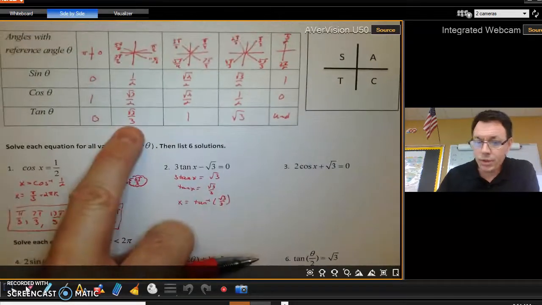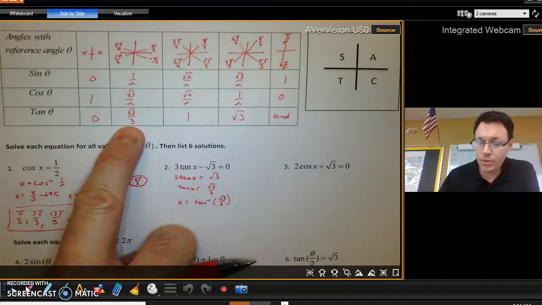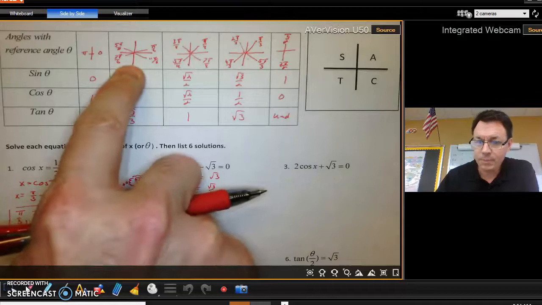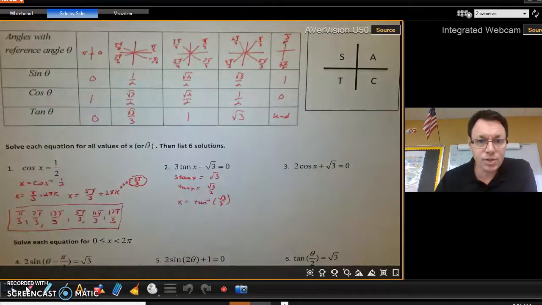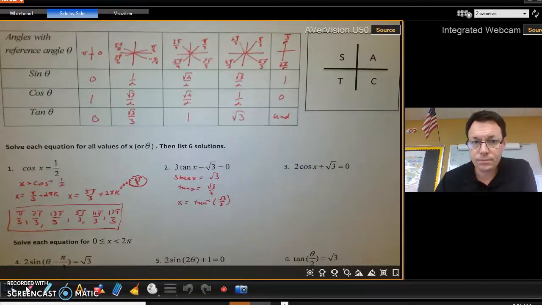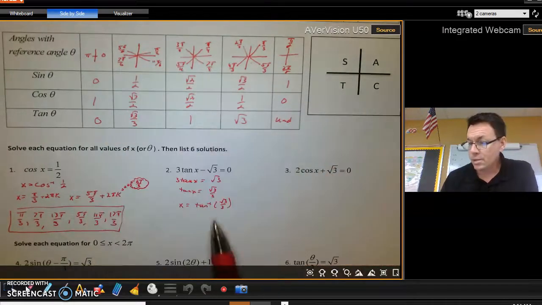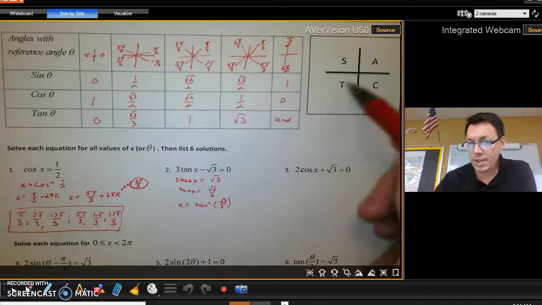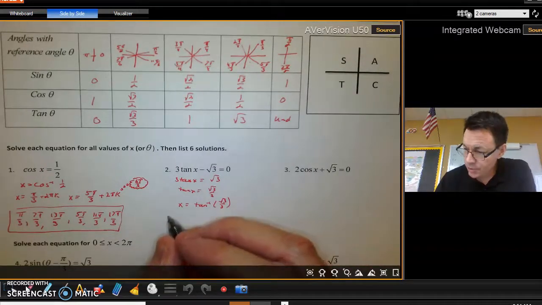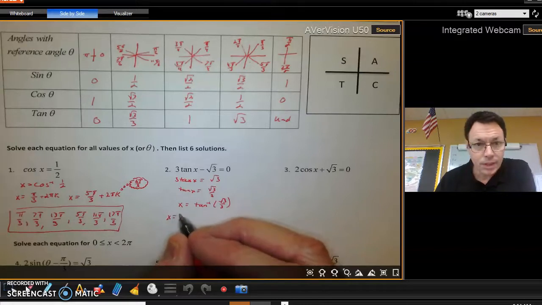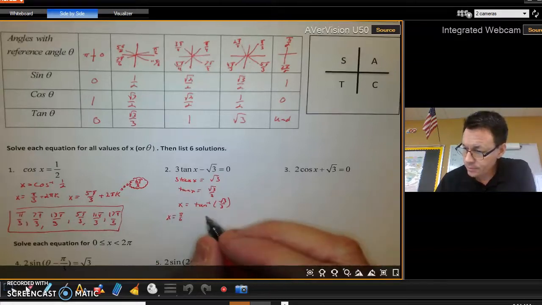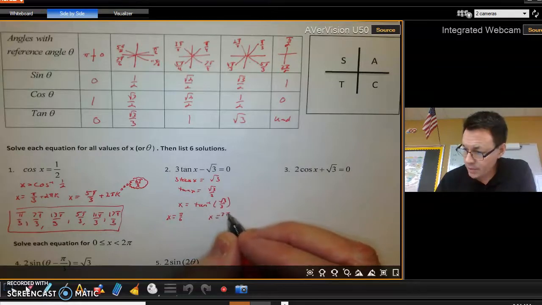All right, so this is a positive radical 3 over 3. So we're going to go to the chart. We're going to find radical 3 over 3. We're going to go up, and we're going to pick the 2 angles that are in which quadrants? Quadrants 1 and quadrants 3. Because this is positive, and that's where tangent is positive, in quadrants 1 and 3. So we've got 2 answers. We've got x equals pi over 6, and then we've got x equals 7 pi over 6.